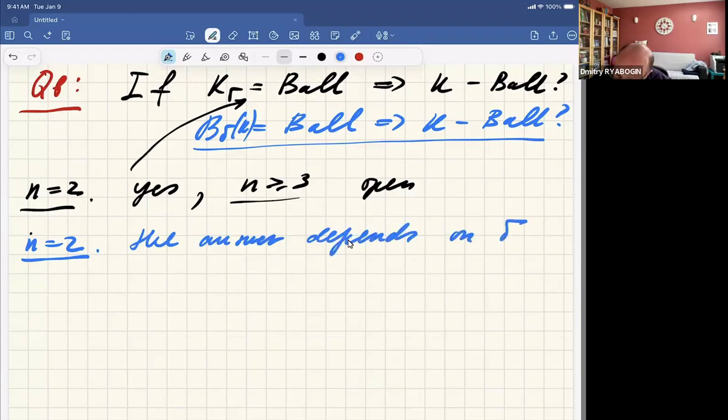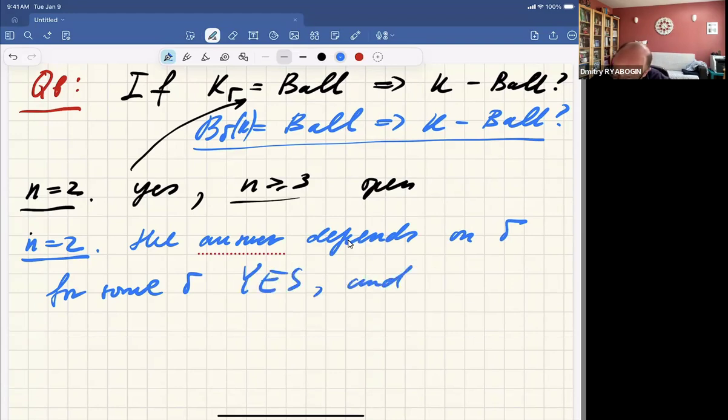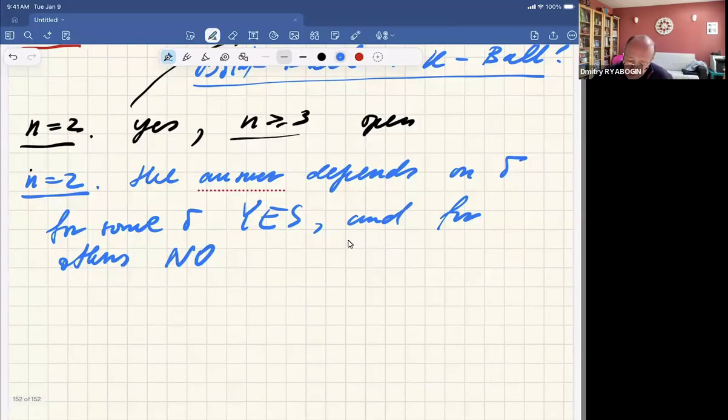Yes, for some delta, it is affirmative, and for some, no. For others, no. Yes, but the full picture again is open.